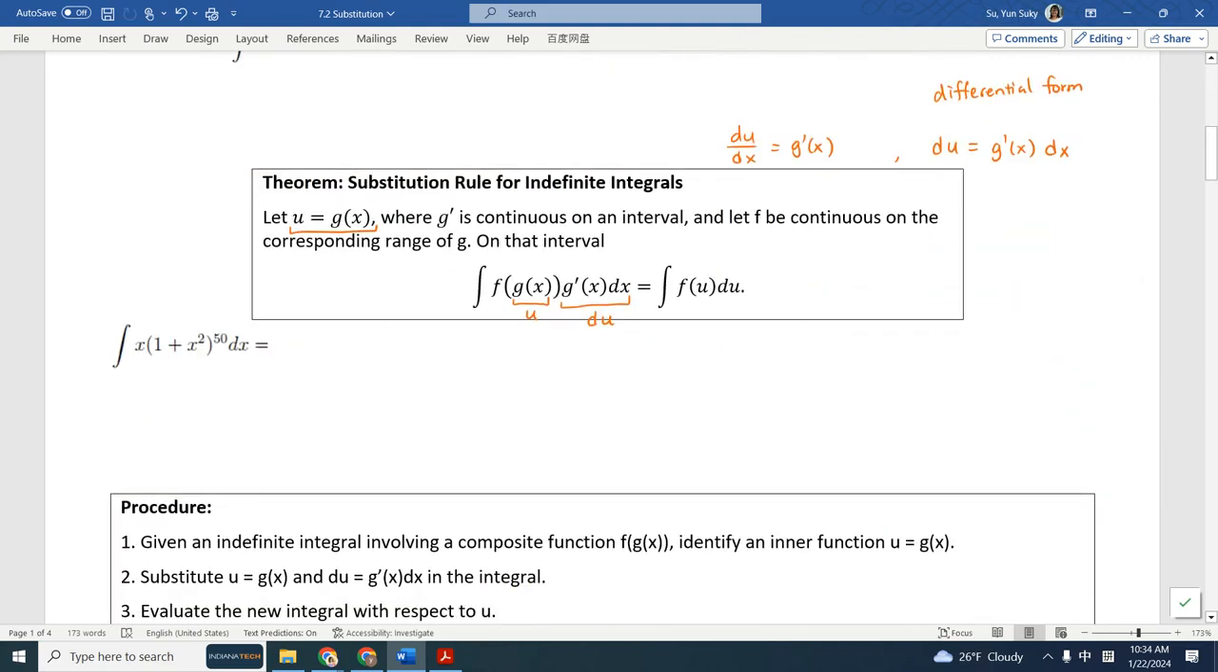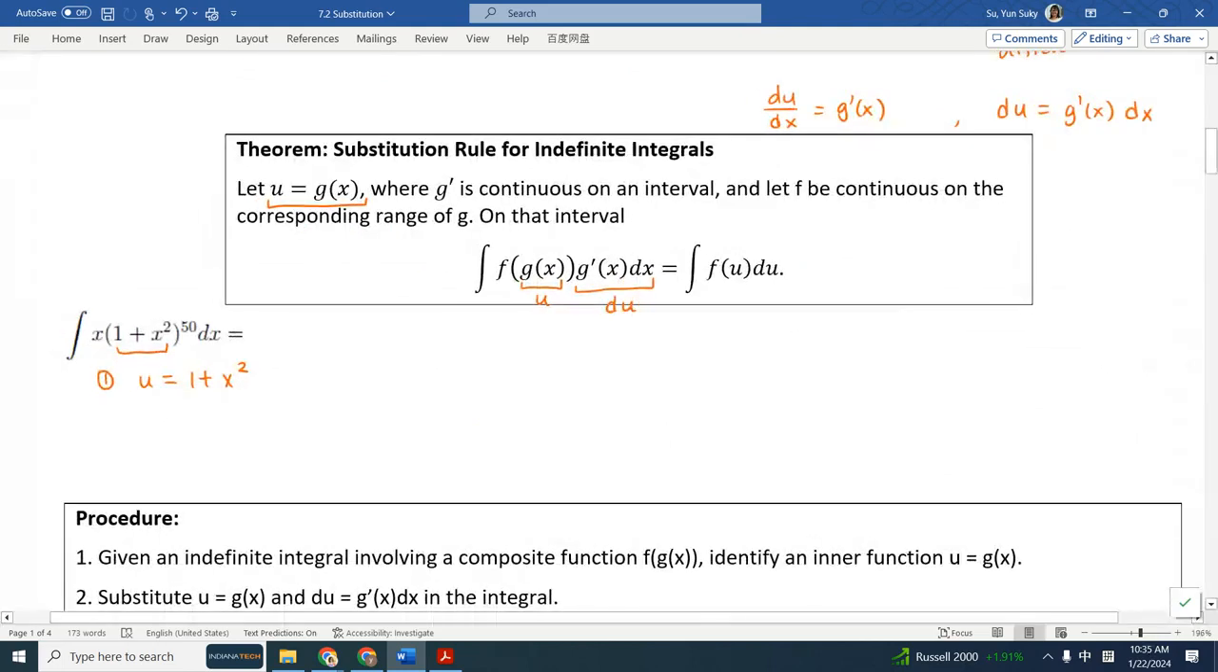Okay. So, how do we do it? Step 1, you identify u as the inner function. So the inner function is 1 plus x squared. Are you okay with how to identify the inner function? If the outer is something to the 50, the inner is 1 plus x squared. That's step 1. So let the inner function be u.